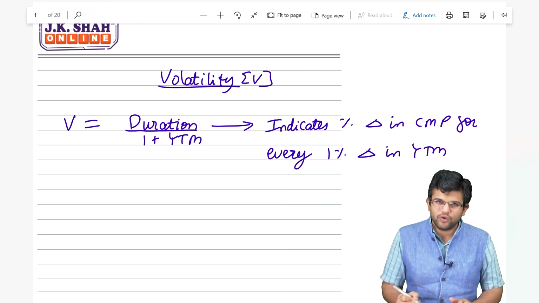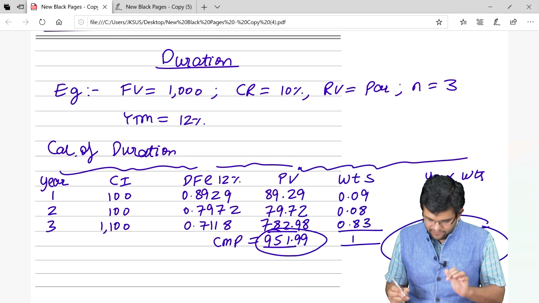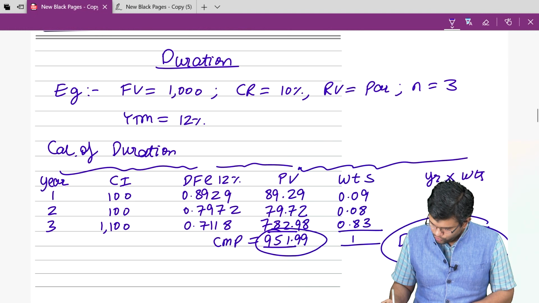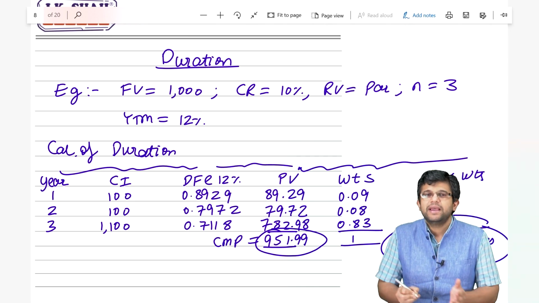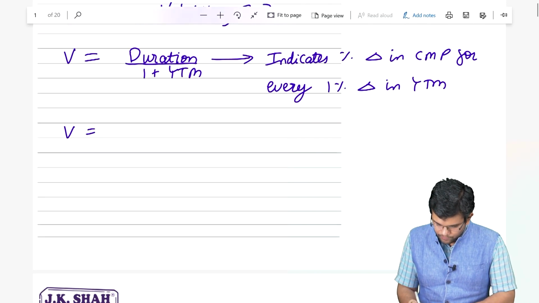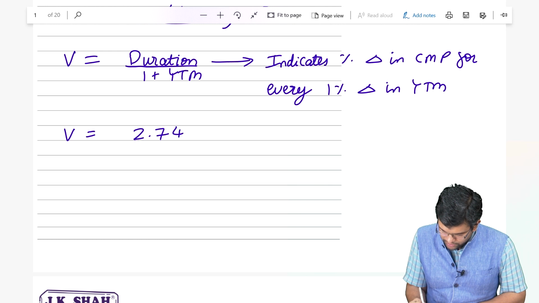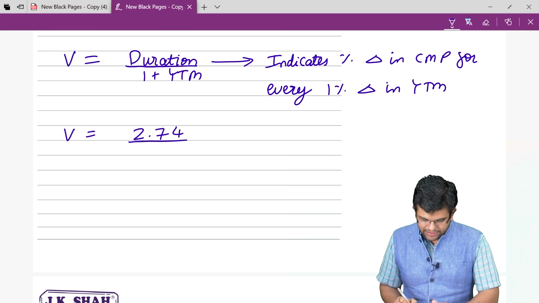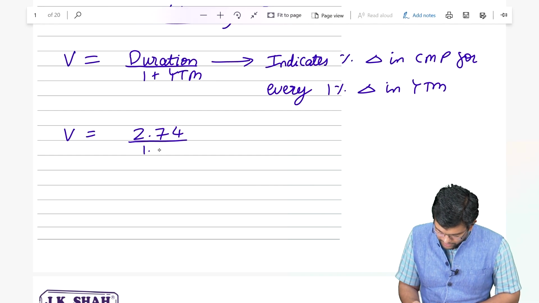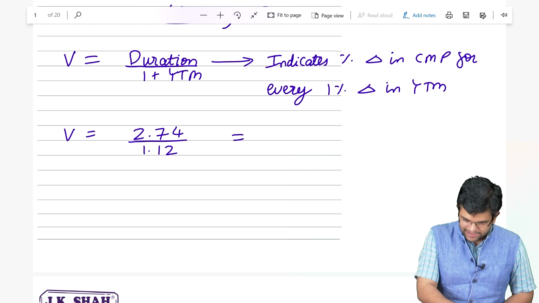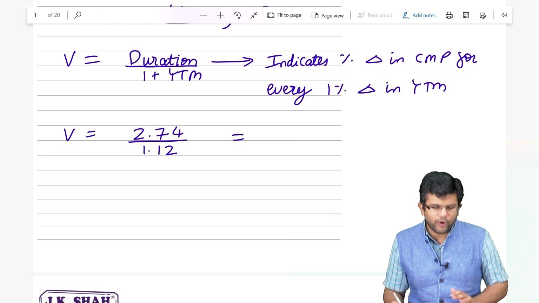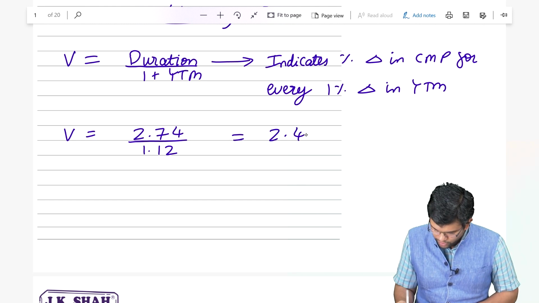Let us apply this formula in our previous example. In the previous example, if you remember, we had calculated duration as 2.74 years, correct? Let us calculate the volatility for the same. So children, can I say V is equal to 2.74 years divided by 1 plus yield. The YTM was 12%, so I'll write 1.12. If I take my calculator, 2.74 divided by 1.12 will come to 2.45.